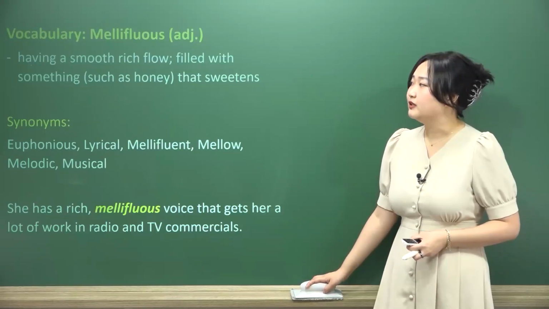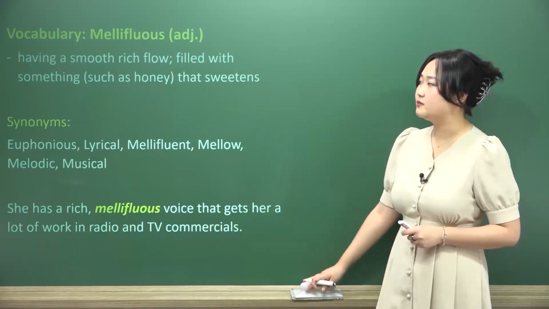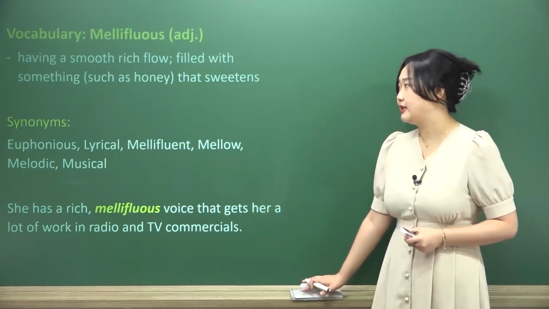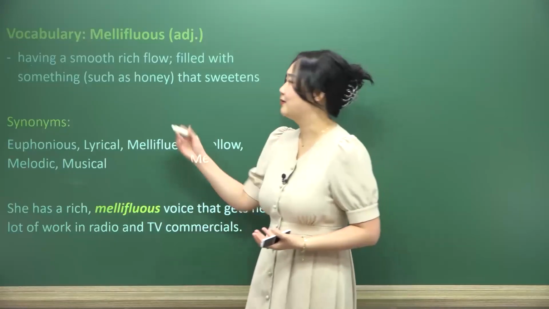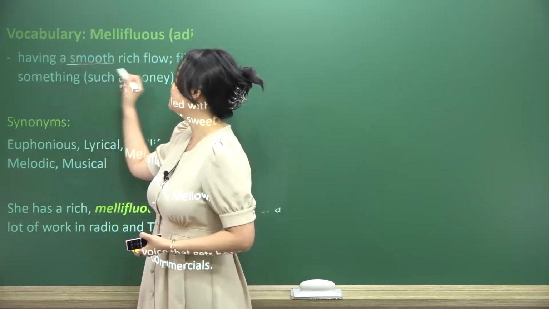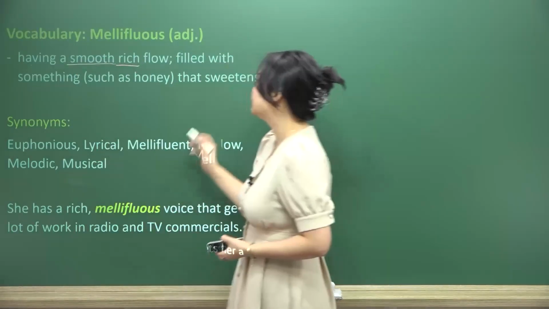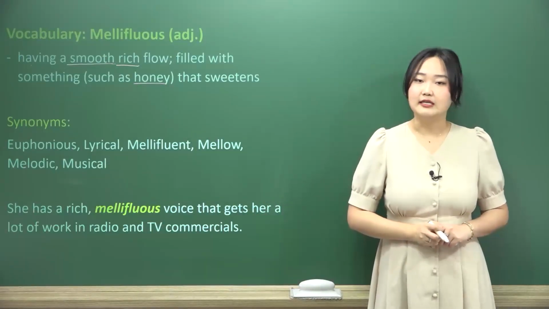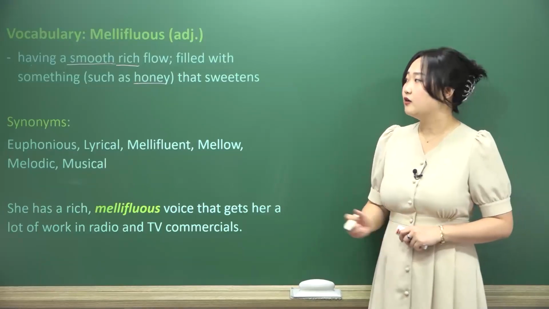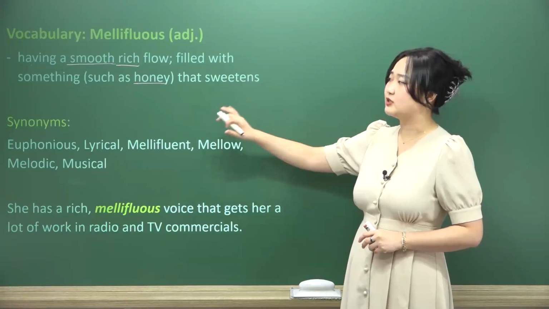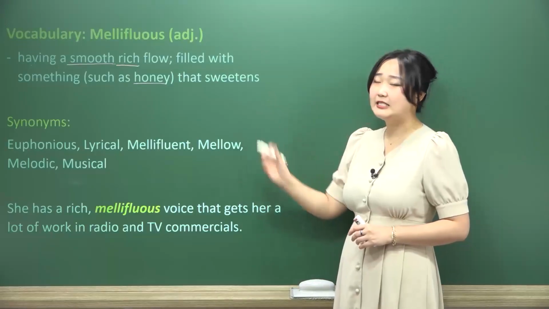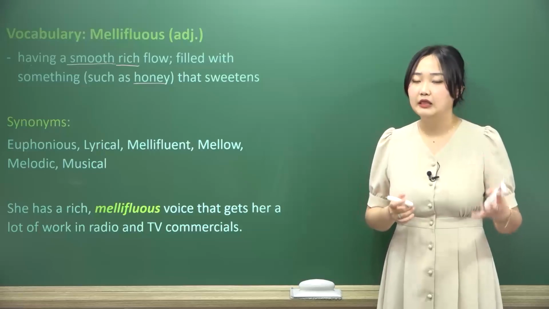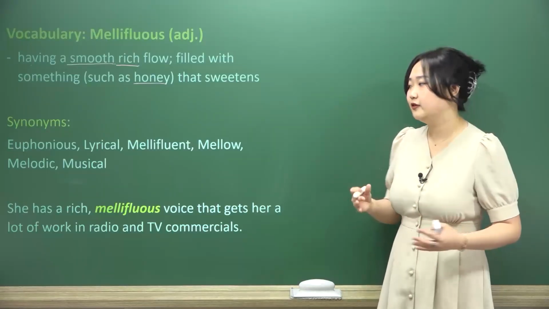Moving on, we have the word mellifluous. This is an adjective having a smooth, rich flow, filled with something such as honey that sweetens. And that's how we want to remember this idea of being very smooth and also being very rich, almost to the point where it's almost like honey as well. It's sweet, it's rich, it has a good flow. Also, we want to say that it's quite smooth as well, and this tends to be used with the voice. And so you will say that, oh, somebody has a mellifluous voice or a mellifluous tone.